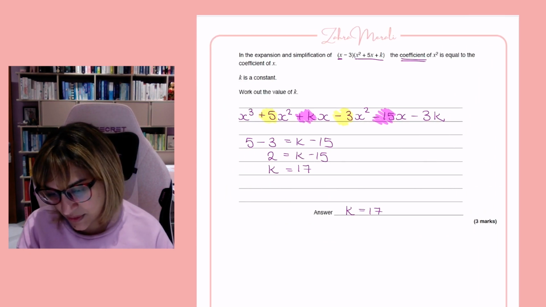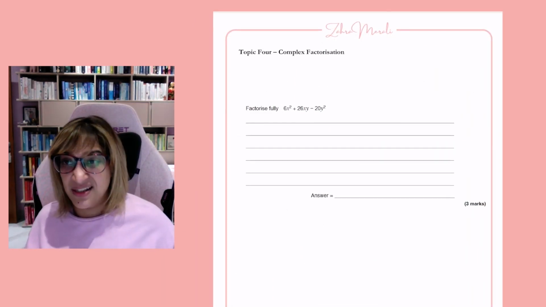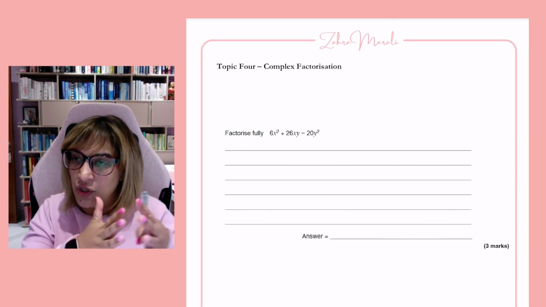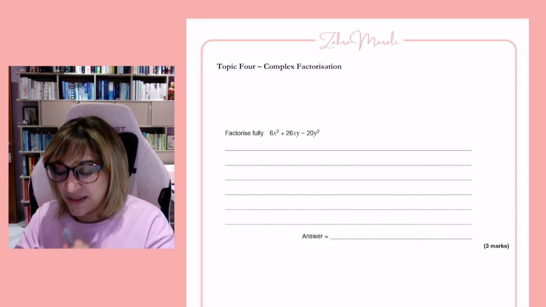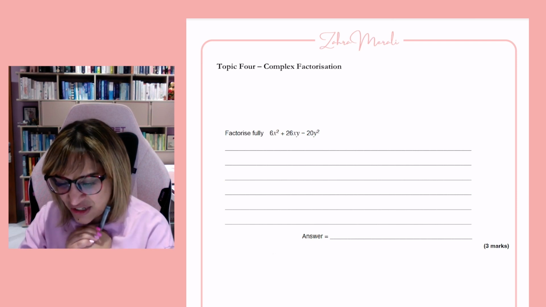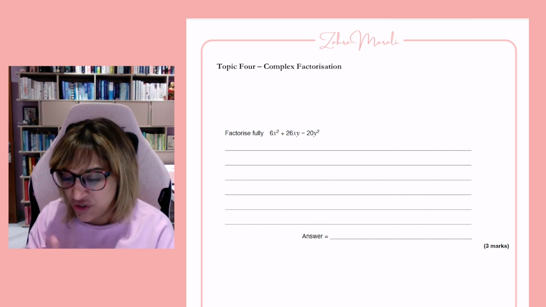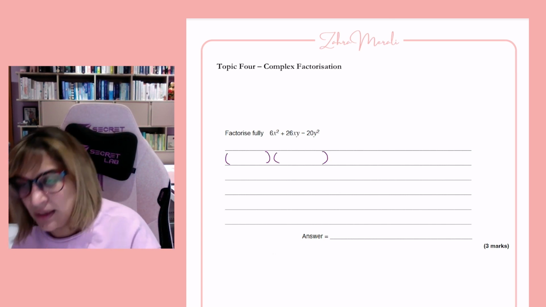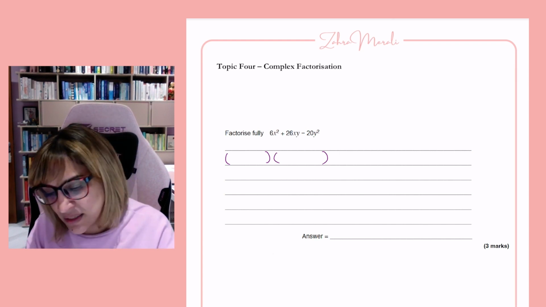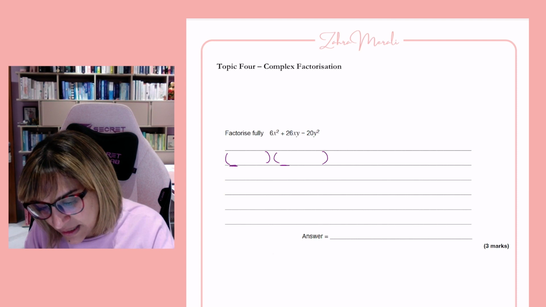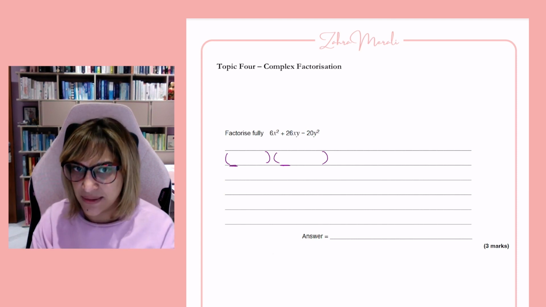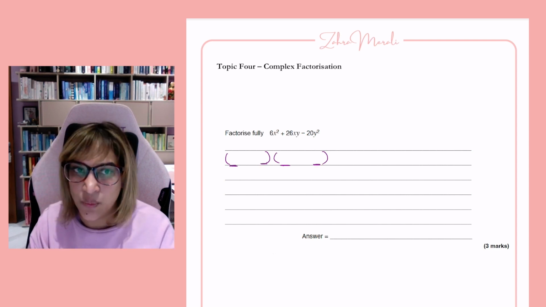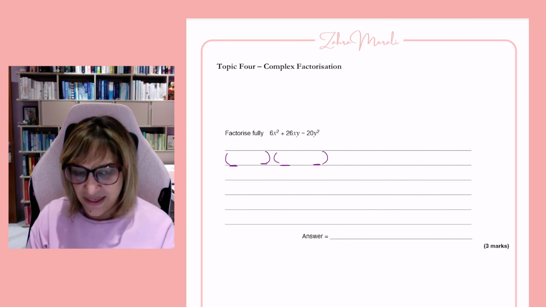Right, next question. Right, some more factorization. And here is where the difference comes between your GCSE and your further maths. Right, we've got something like this and you're like, what do I do? I know we've got squares. So you see squares and you think, okay, 2 brackets. I know that the first value times the last value has to give me 6x squared. And I know the last one times this one gives me minus 20y squared. So we're going to go about and think about how we do that.